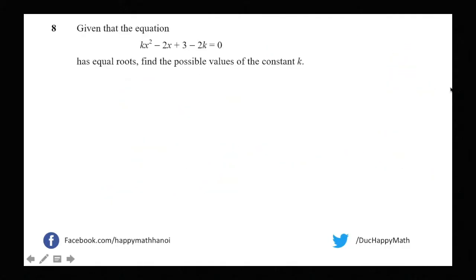Given that the equation has equal roots, find the possible value of the constant k. Okay. Equal roots means you have delta equal to 0. So I will take delta from the original function. This means minus 2 is b, so b squared minus 4ac has to be equal to 0.